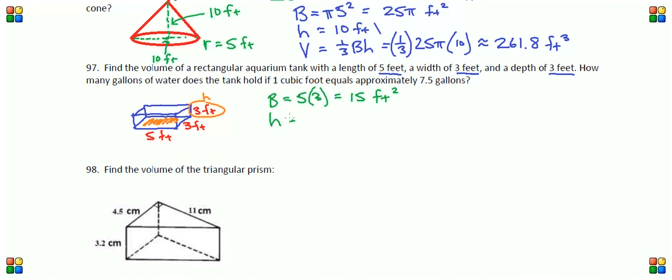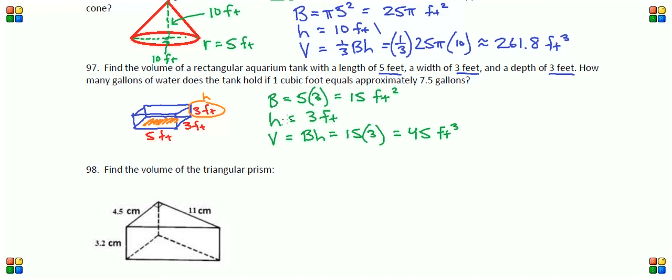So now we know our height is equal to 3 feet, and we know that the volume of a rectangular prism is just the area of the base times the height, which is 15 times 3, which is equal to 45. And now we're looking at cubic units, so 45 feet cubed.